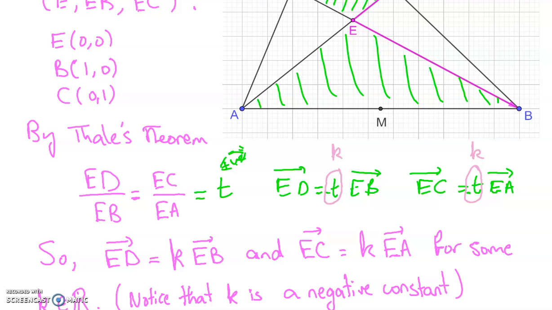Of course, if you understand it directly, you don't need to go through these steps that I explained, if you can see it directly. But for those who find it hard, you can do these steps. Okay, and notice, of course, that K is a negative constant because T is the ratio which is positive. K would be minus T, which is negative. Or you can see that K is negative because ED and EB have opposite senses, EC and EA have opposite senses.